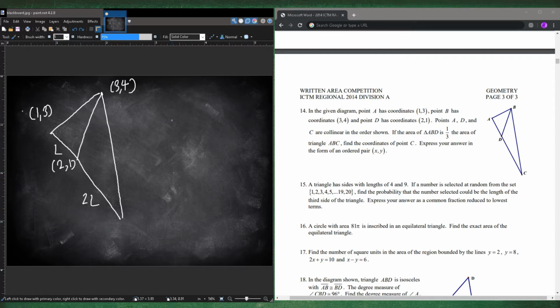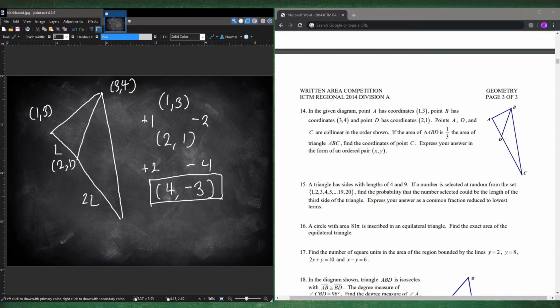So what does that change? You kind of think about it. We have 1/3 to 1. And then to change 1 time, we have to add a 1, and then we have to minus a 2. But this one is a 2L, so we have to change by a factor of 2. So this one's a plus 2, and this one's a minus 4. So add 2, that's 4, minus 4, that's a negative 3. So that's our coordinate of C. And that's it.